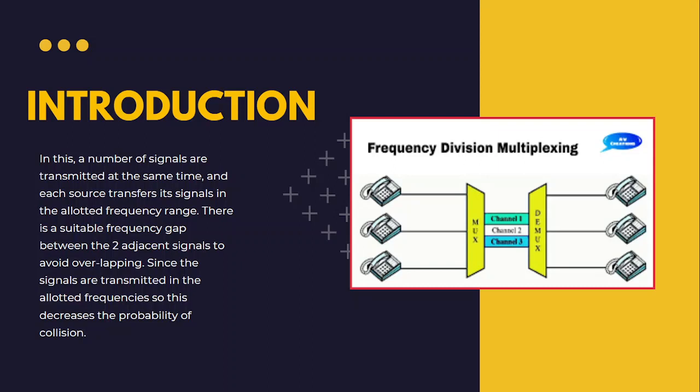We consider FDM to be an analog multiplexing technique. However, this does not mean that FDM cannot be used to combine sources sending digital signals. A digital signal can be converted to an analog signal before FDM is used to multiplex them.